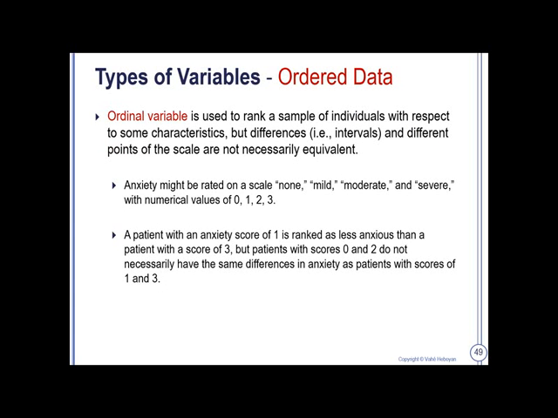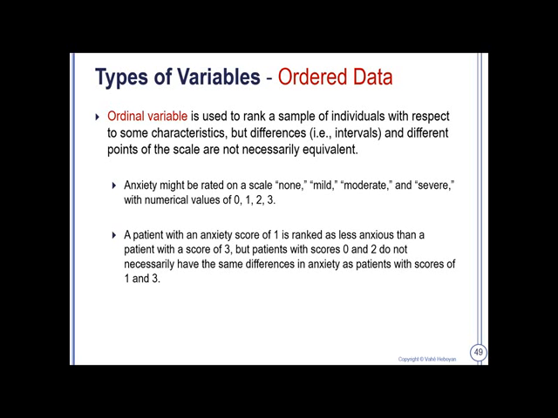And we usually use numeric values again to assign to them. For example, take anxiety. They might be rated on a scale from none to severe anxiety that a person has, and we might use some numeric values to refer to them. We'll start with 0 for none, 1 for mild, 2 for moderate, and 3 for severe.